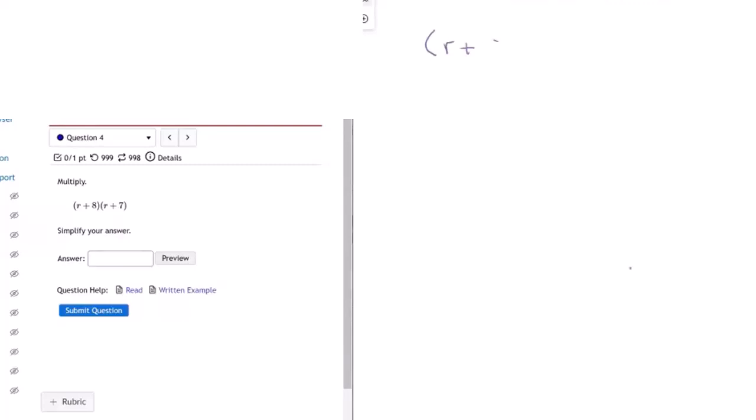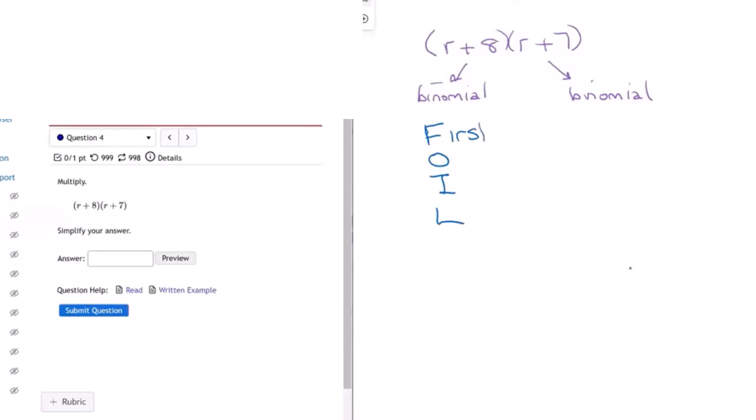R plus 8 times R plus 7. And we have 2 polynomials, each with 2 terms. This is called a binomial, and this is a binomial. And a binomial times a binomial, we use FOIL. And it just helps remember. We're going to multiply the first times the first, the outer times the outer, the inner times the inner, and the last times the last.